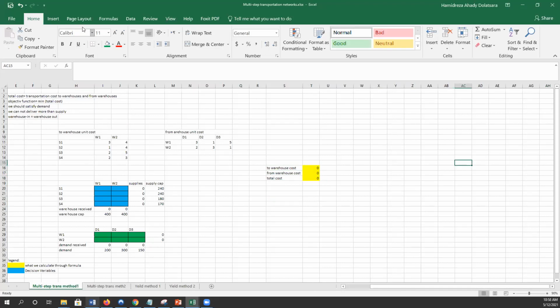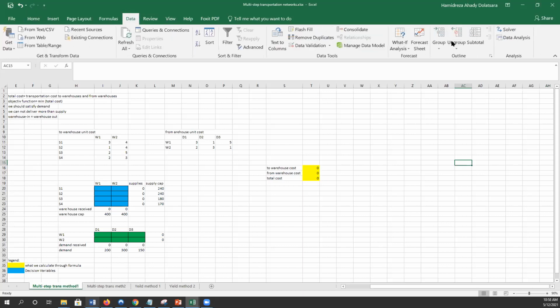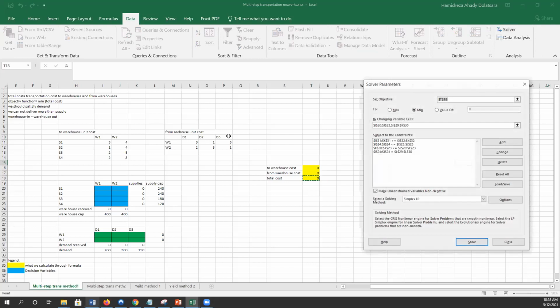Okay, let's go over Solver. Again, I click on the Data tab, then I pick Solver here. First of all, look at here, T18 is this yellow cell. I'm going to minimize it. This is a transportation problem, so we should minimize it. Also look at the constraint: L31 to K31 greater than or equal to I32 to K32.